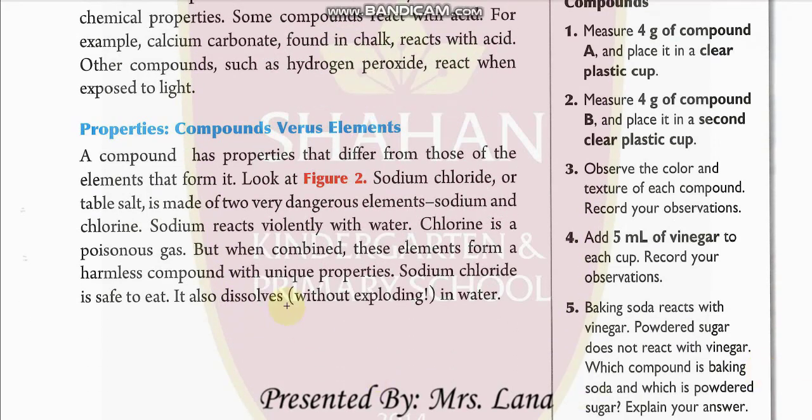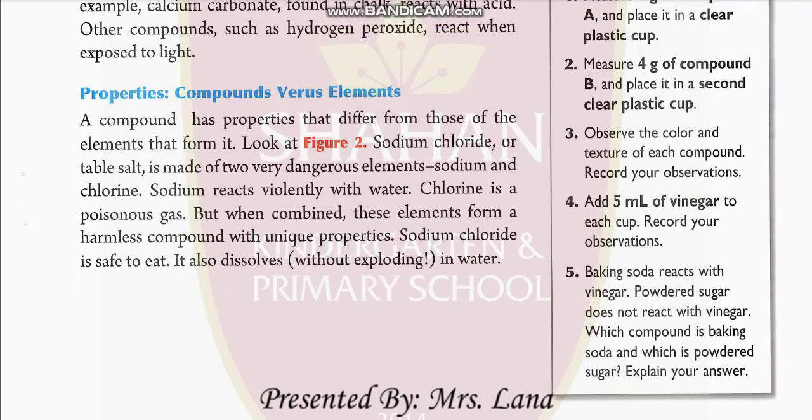Properties, compounds versus elements. A compound has properties that differ from those of the elements. For example, sodium chloride, or table salt, is made of two very dangerous elements, sodium and chlorine. Sodium reacts violently with water. Chlorine is a poisonous gas. But when combined, these elements form a harmless compound with unique properties. Sodium chloride is safe to eat, as we know. It also dissolves without exploding in water.